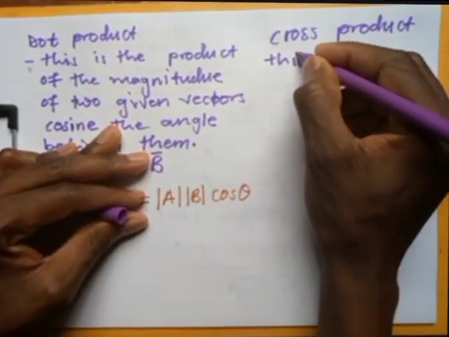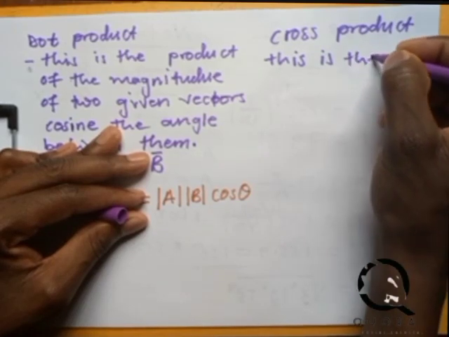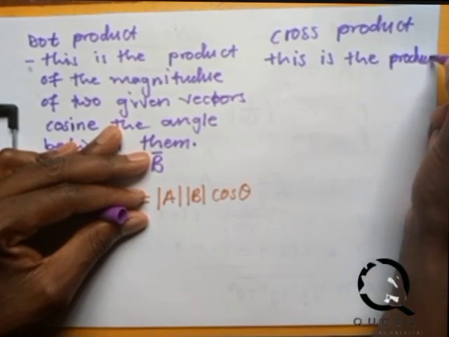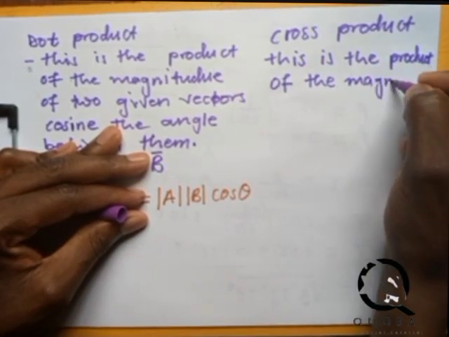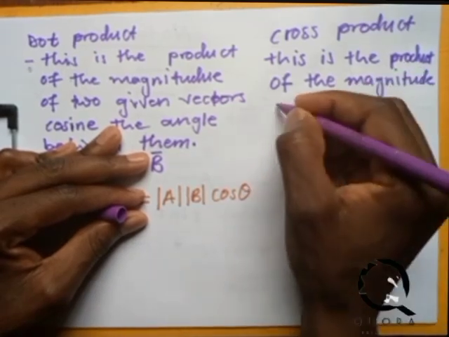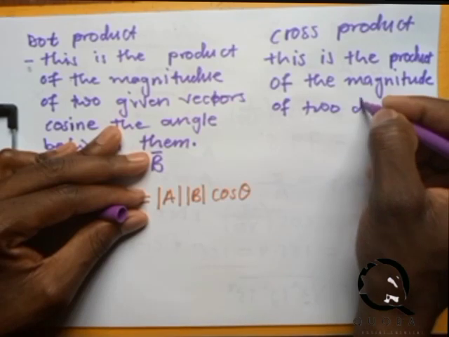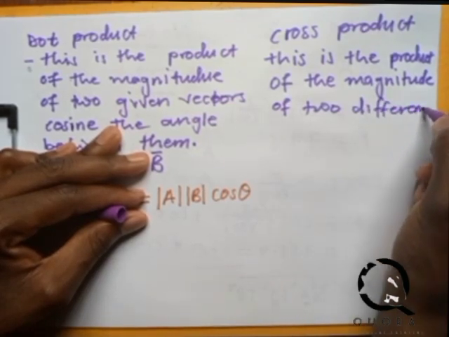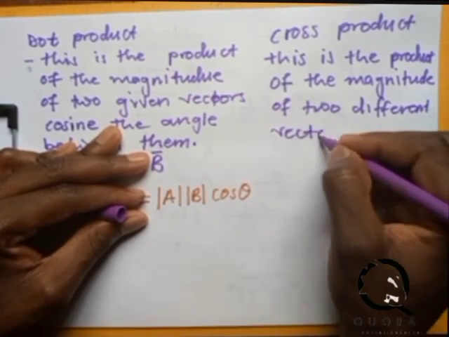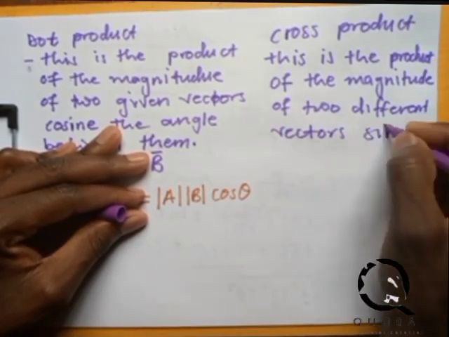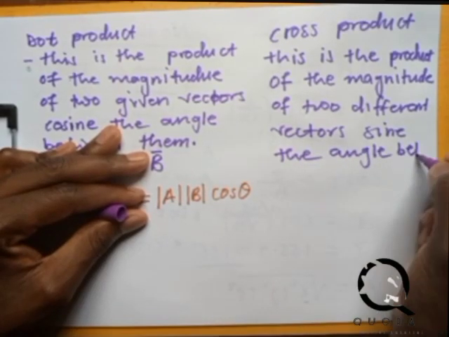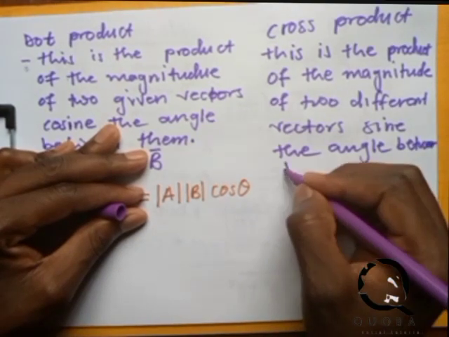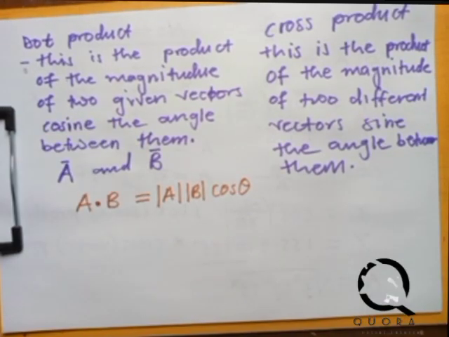Okay, so this is the product of the magnitude of two different vectors sine the angle between them. Okay, so the definition for cross product goes like this.